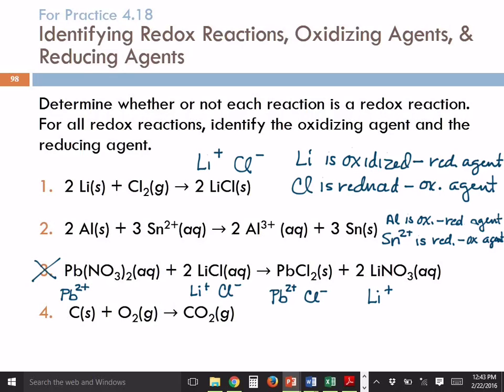Is that an oxidation-reduction reaction? Yeah. You have two nonmetals reacting. That tells you it's an oxidation-reduction reaction. It's also a combustion reaction. So here we have to use oxidation states. What's the oxidation state for carbon? Well, over here, the carbon by itself is 0.